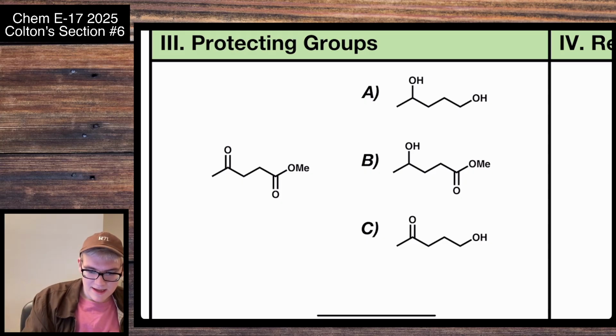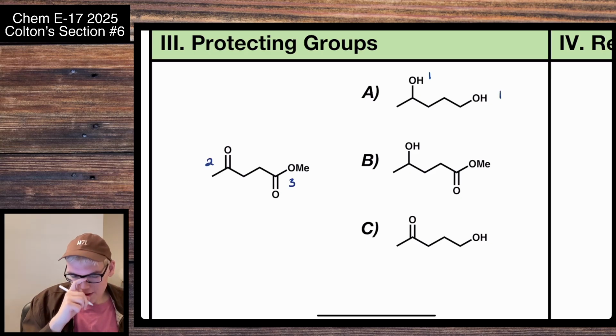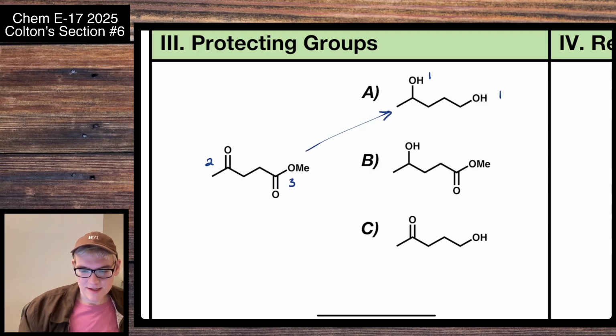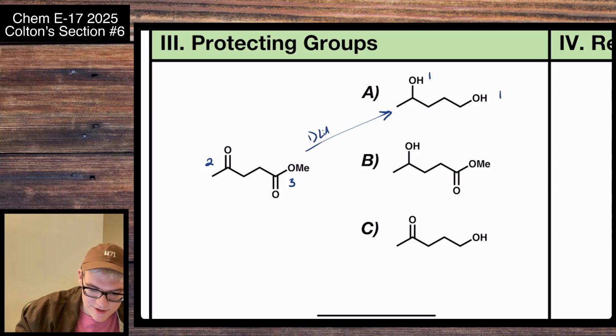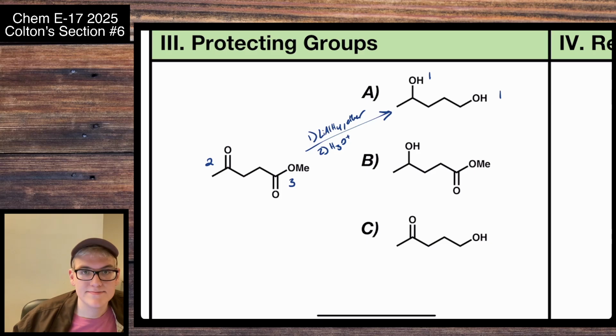Reduction, great. Yeah, because we're going from oxidation level 2 and oxidation level 3 over here to oxidation level 1 and 1. So what reagent could we use to get from this starting molecule to product A? LAH. Yeah. So we would do lithium aluminum hydride with ether, and second step, acid workup. Great. So now slightly harder.